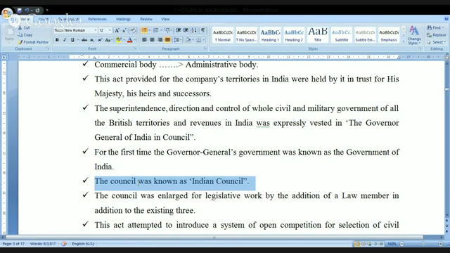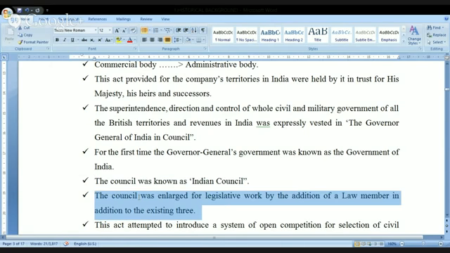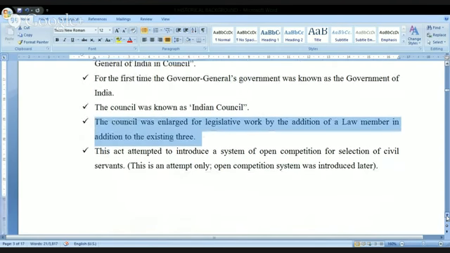Look at this next one. This council was enlarged for legislative work by the addition of a law member in addition to the existing three, meaning three members were there in the council. It is not just for implementing, you also need to make the laws. So, for performing this legislative function, you need to enlarge, expand the Indian Council. For that reason, a law member was added and the strength has become four. Otherwise, before that, it was just three.